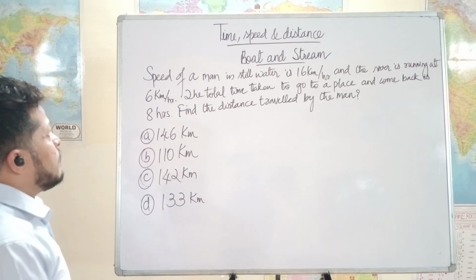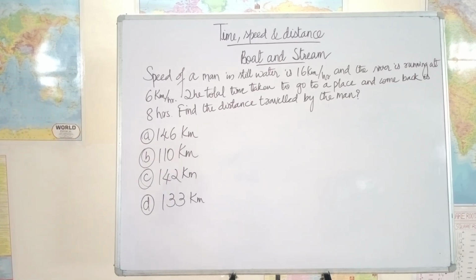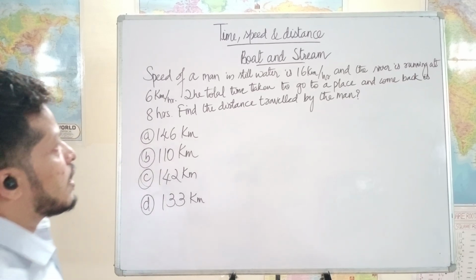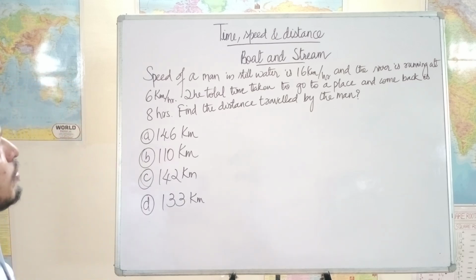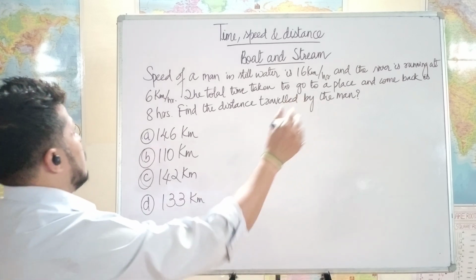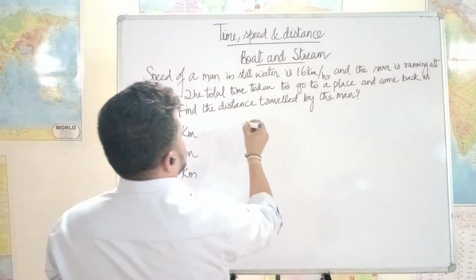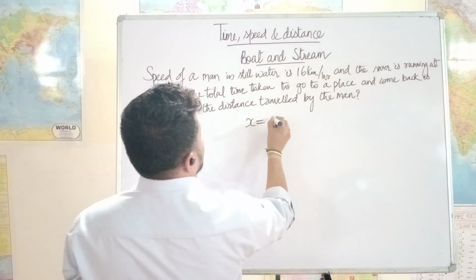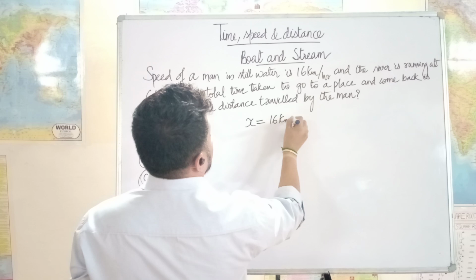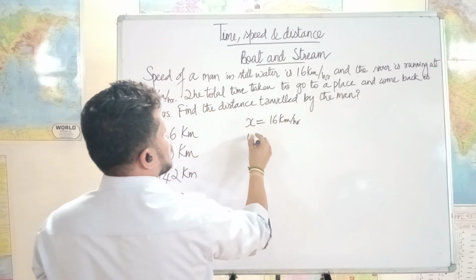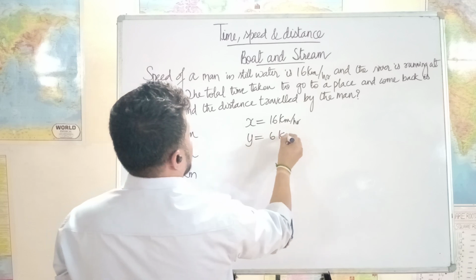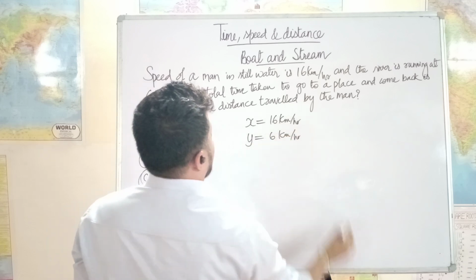Okay, we have a question here. Speed of a man in still water is 16 km per hour and the river is running at 6 km per hour. The total time taken to go to a place and come back is 8 hours. Find the distance travelled by the man. Speed of a man in still water is x. So x is equal to 16 km per hour. And the river is running at 6 kilometers, so y is equal to 6 kilometers per hour.